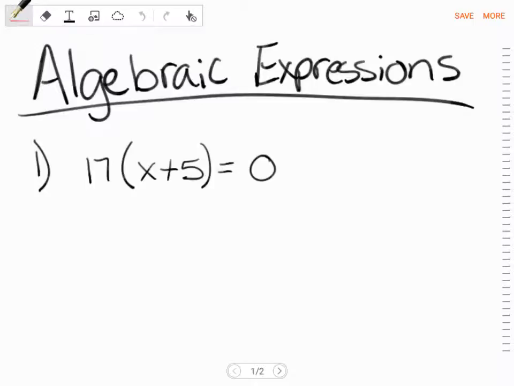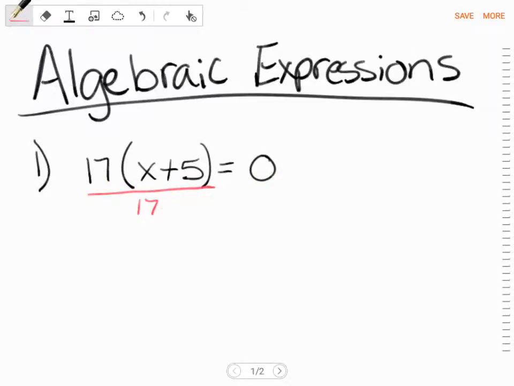So for this number 1, remember that we always want to isolate the variable. We want to get the variable x in this case all by itself. In order to get this whole expression, x plus 5, by itself, I noticed that it's attached to this 17 that's being multiplied by the entire chunk. If I want to get this 17 out of the way, to make it simpler I'm going to divide both sides of my equation by 17.